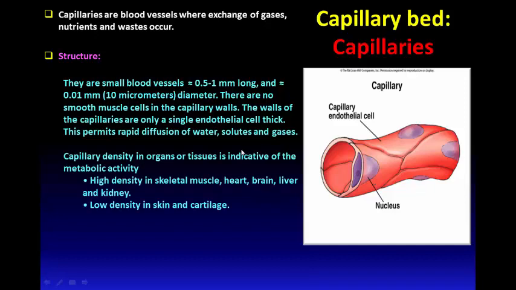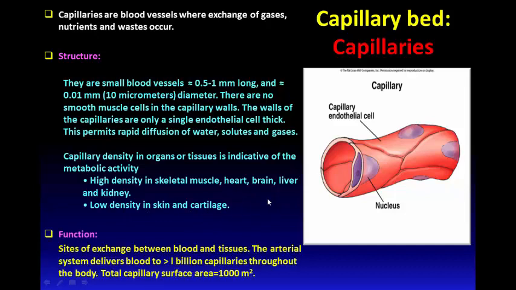The density of the capillaries in the different capillary beds in the body reflects the metabolic activity of the tissue. Hence, high density capillaries are present in skeletal muscles, in the myocardial tissue, in the brain, in the liver, and also in the kidneys. On the other hand, low density capillaries are present in the skin and the cartilage, since the skin and the cartilage have low metabolic activities.